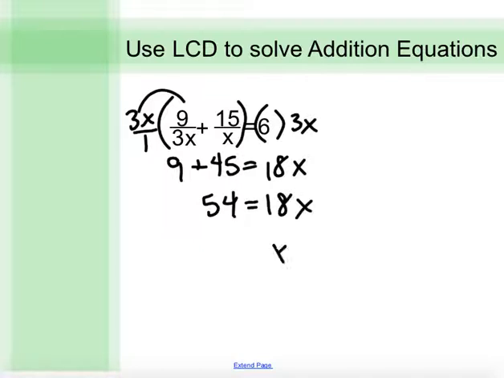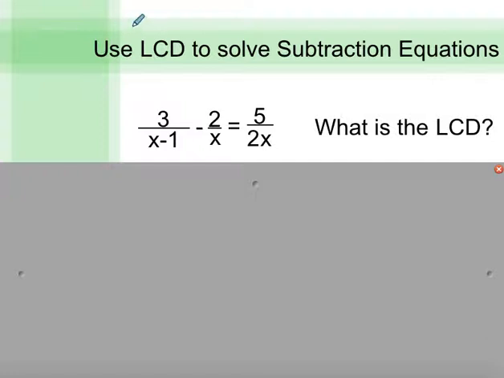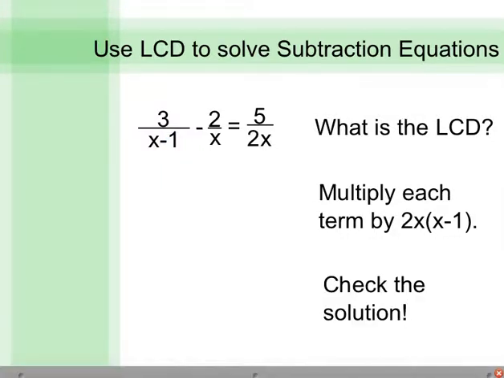So we can see x is, what, 3? Yeah. All right, so we plug that in and we can see it's not going to make the denominators equal to 0. So we're good to go. All right. So now we have one that's a little bit trickier.